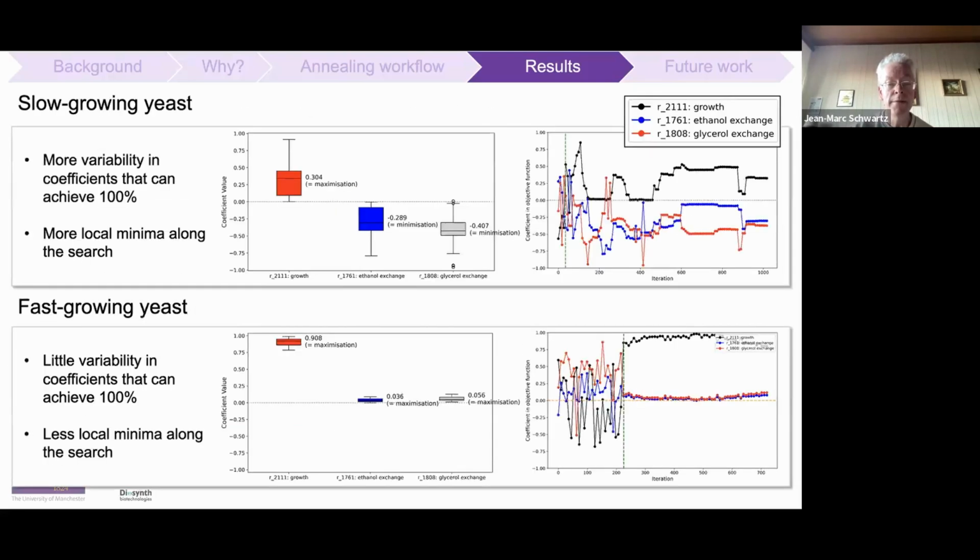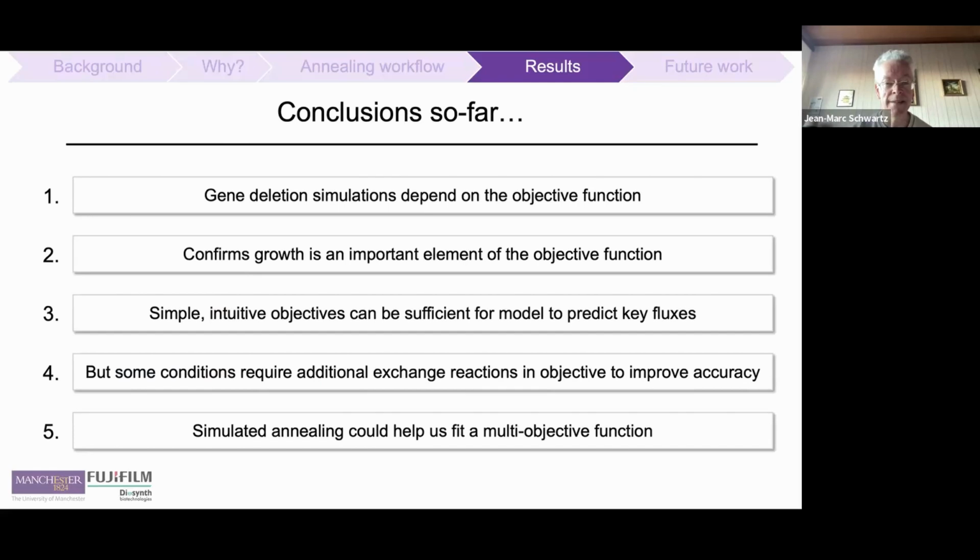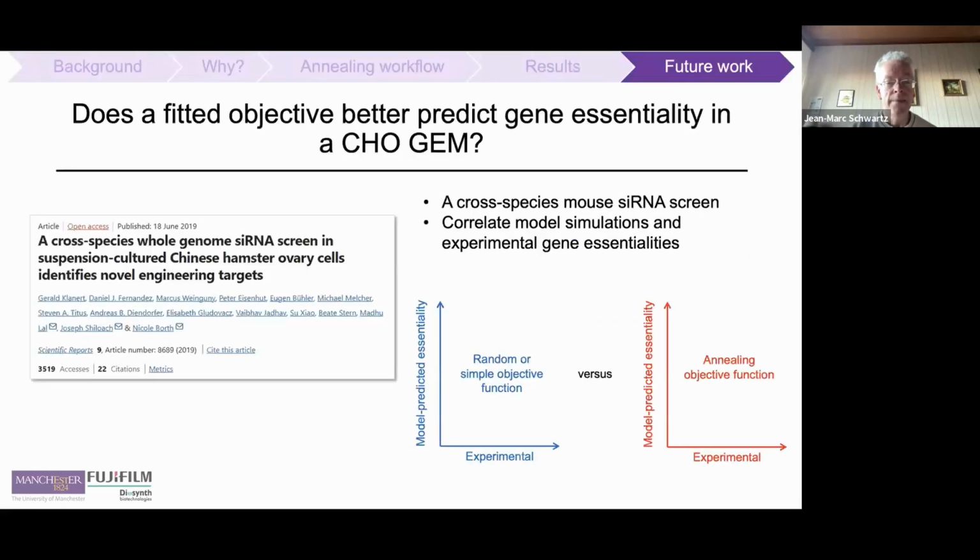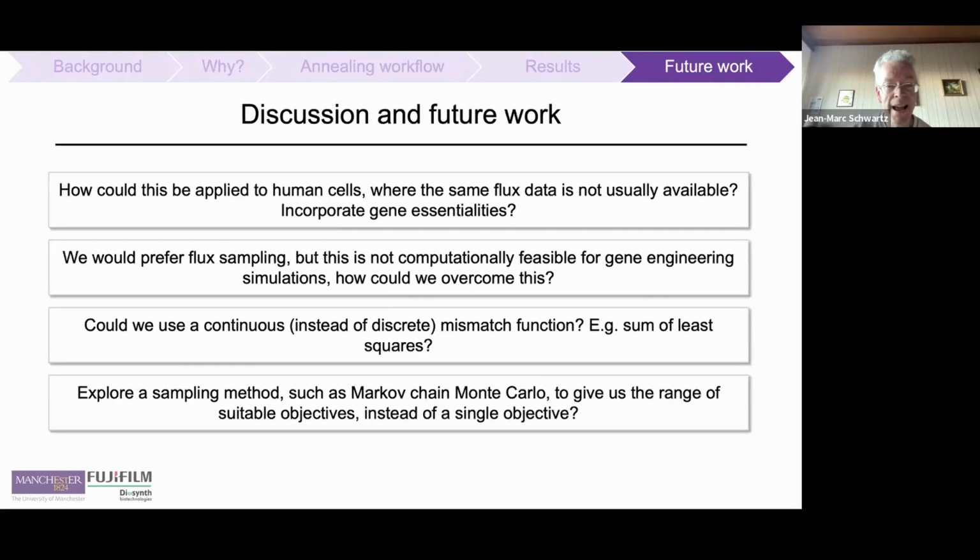Moreover, as we've seen in this case, the range of good solutions is very narrow. So we are quite unlikely to find it if we just test randomly or arbitrarily different combinations of objectives. As I said, the next step will be to apply that to CHO, but that's still in process, so I'm not going to insist on it today.